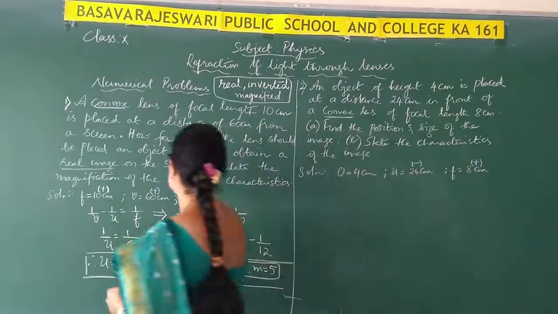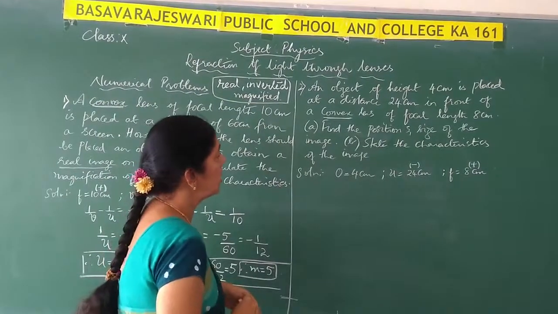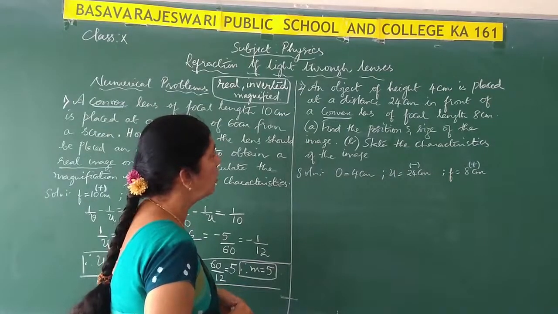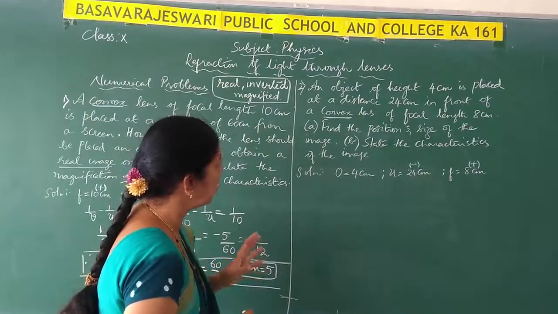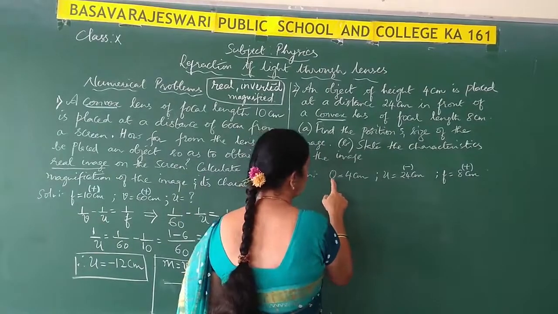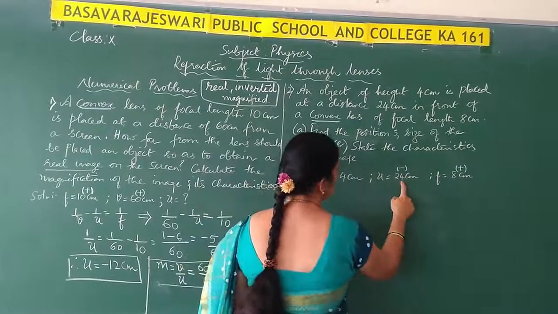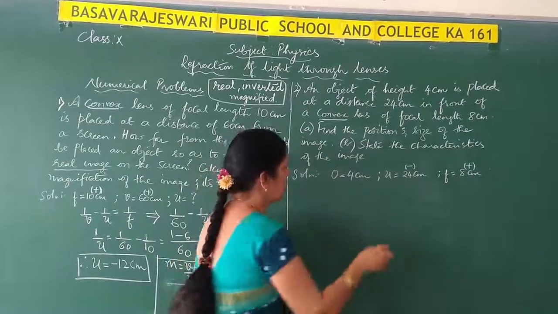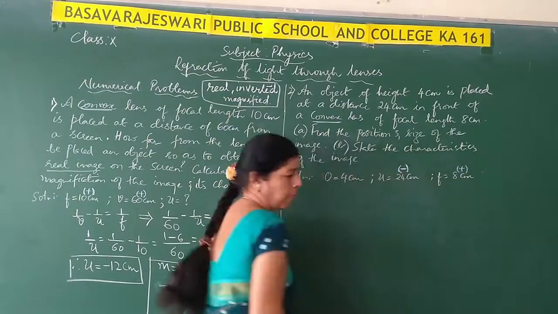Next, second problem we shall take now. An object of height 4 cm is placed at a distance 24 cm in front of a convex lens of focal length 8 cm. So we have a convex lens of focal length 8 cm. The height of the object I have taken as O equal to 4 cm, and the object distance is 24 cm. Because it is a convex lens, I should consider u with the negative sign.